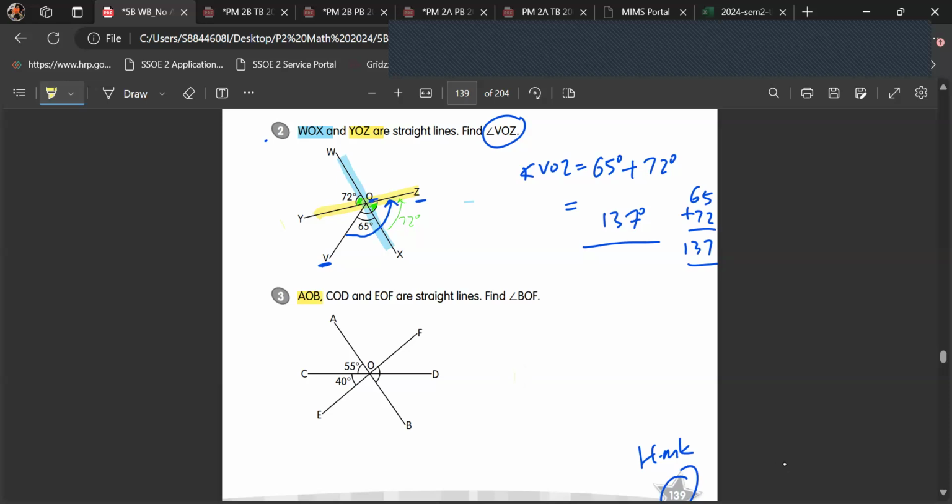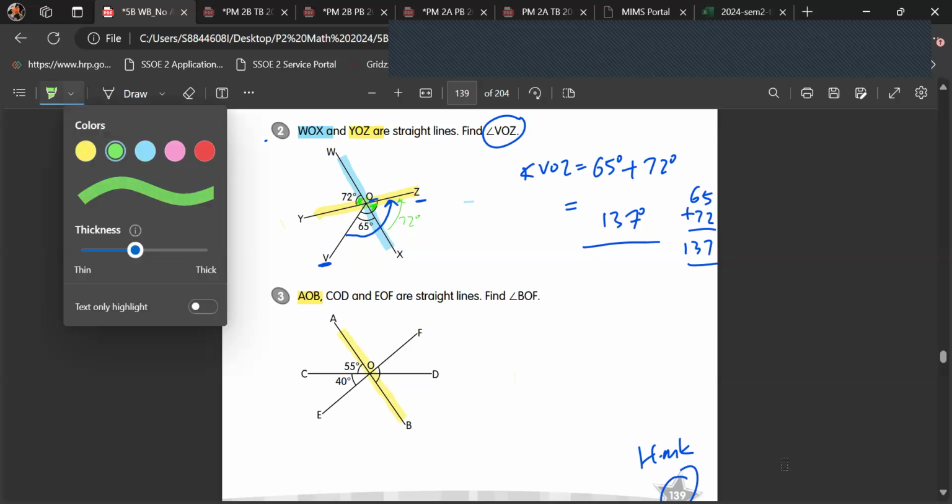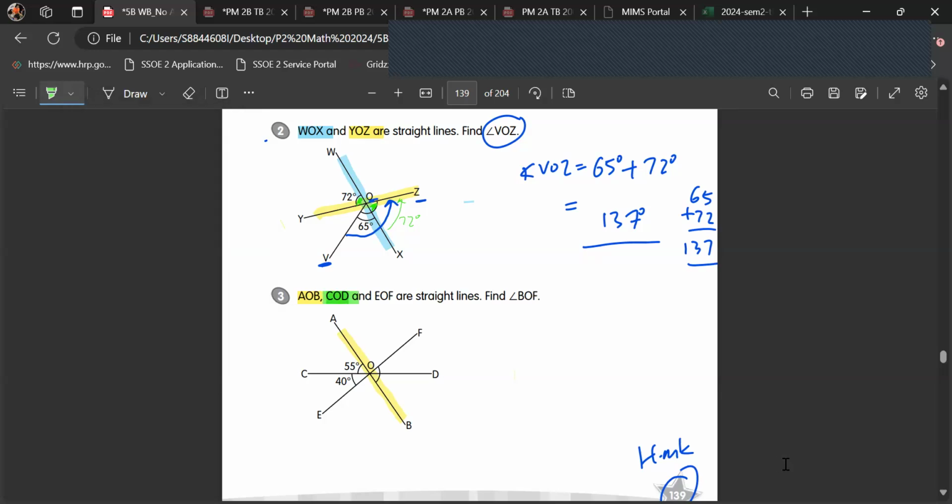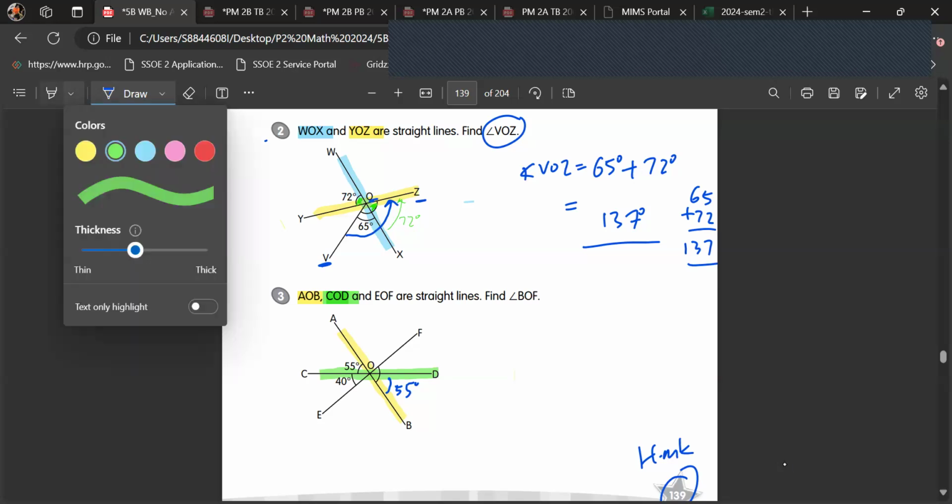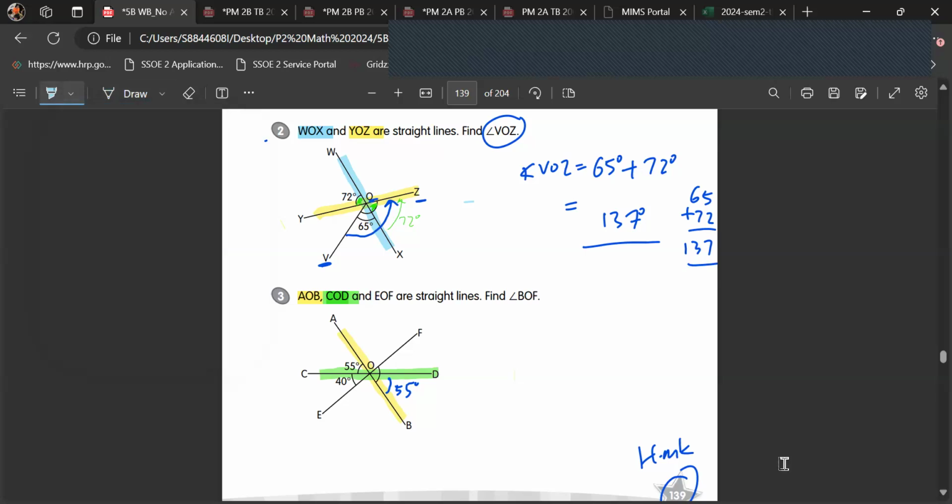AOB, AOB, COD, POD. So from here, this is 55 degrees because of vertically opposite angle. Then from COD, I got EOF.